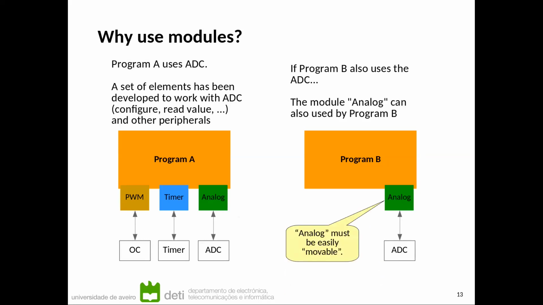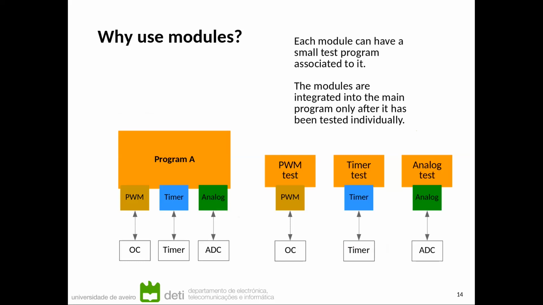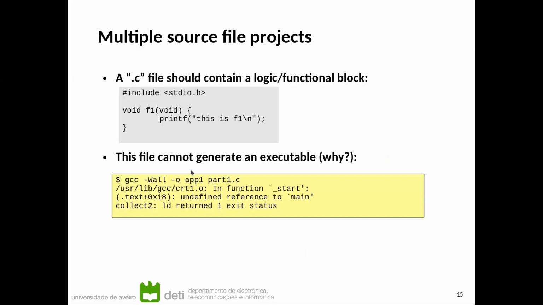So the condition is that this analog module must be easily movable from one program to another. And also each module can have a small test program. And in this way, I can test each of these modules separately and guarantee that they are working, and only then include them in the main file. Now we're going to see how we work with multiple source files.